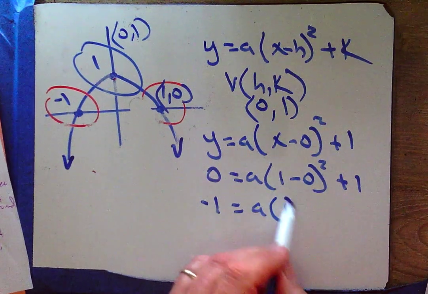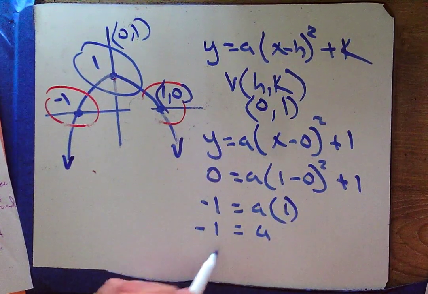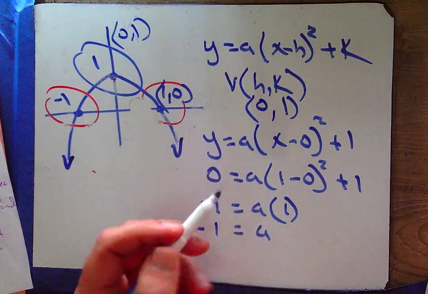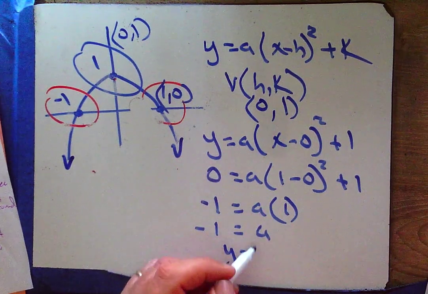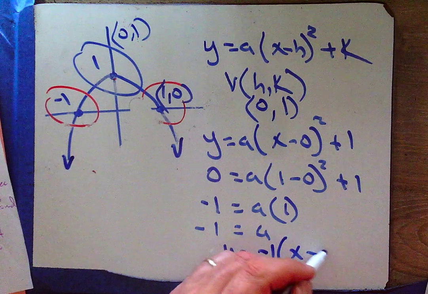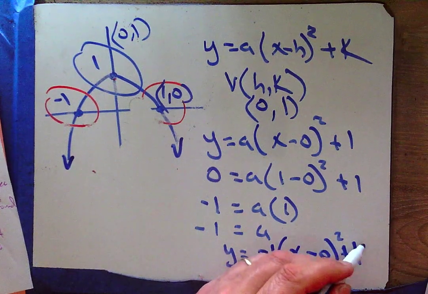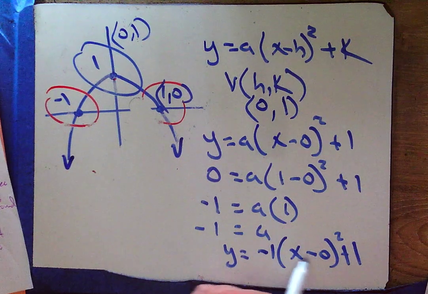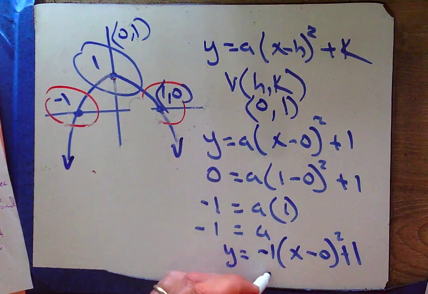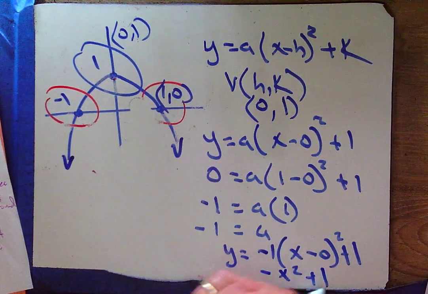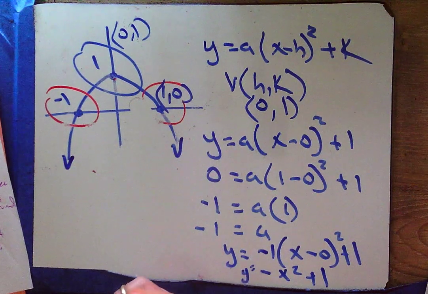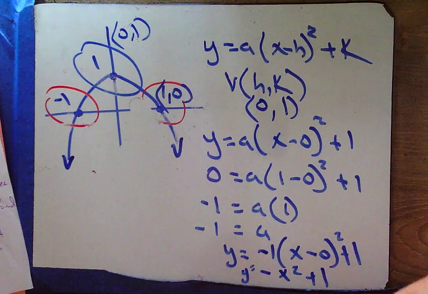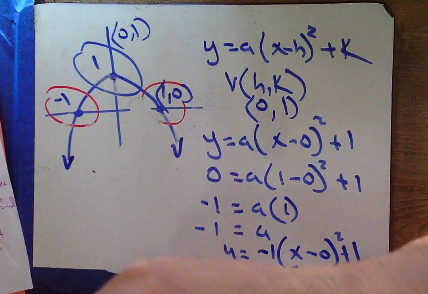1 squared is 1. So it looks like a equals negative 1. So my equation then will be y equals negative 1, x minus 0 squared plus 1. You could, of course, tidy this up because x minus 0 is just x, and so you'd end up with negative x squared plus 1. Either one is fine with me, okay? And so that's using vertex or standard form.